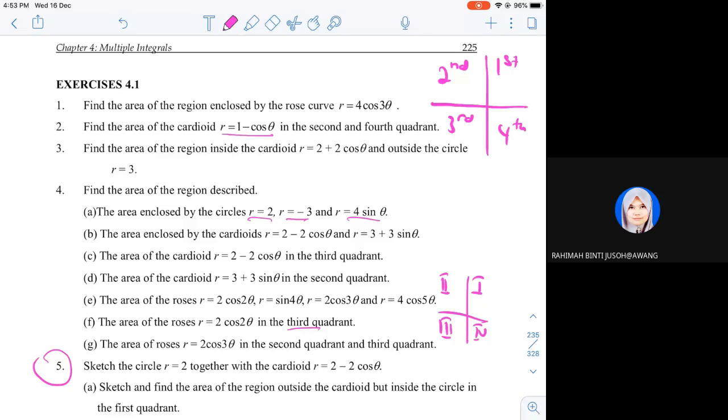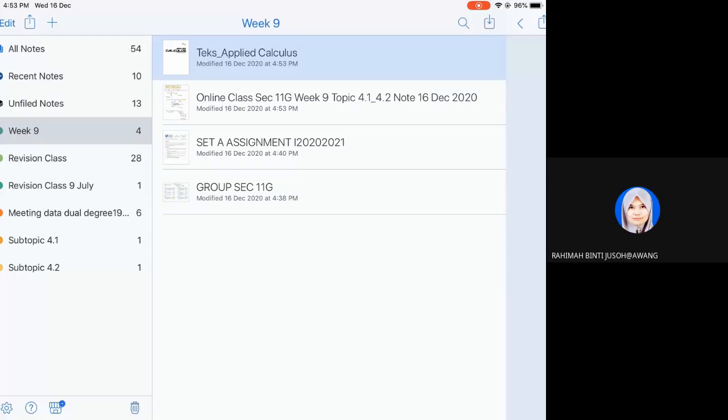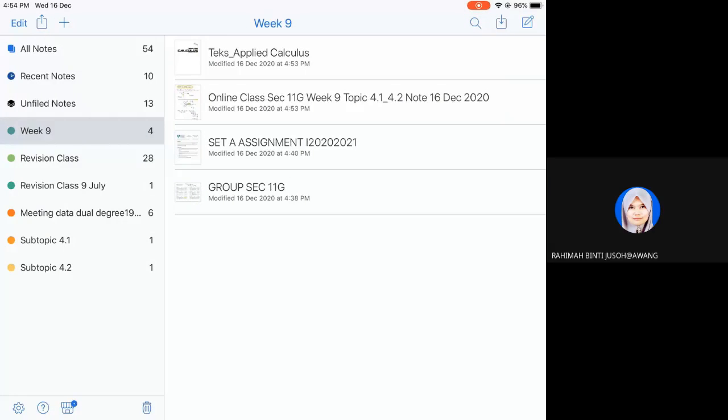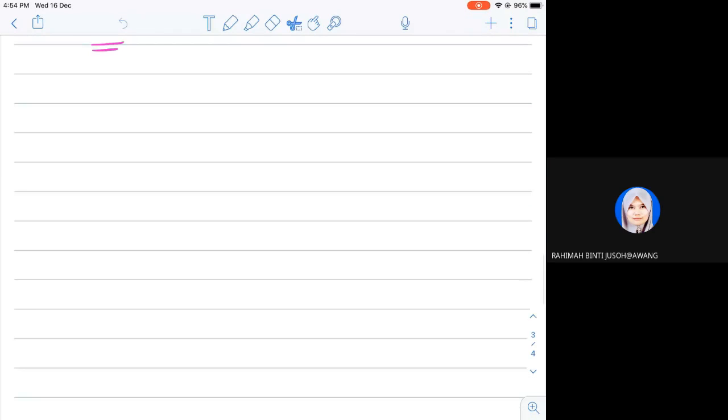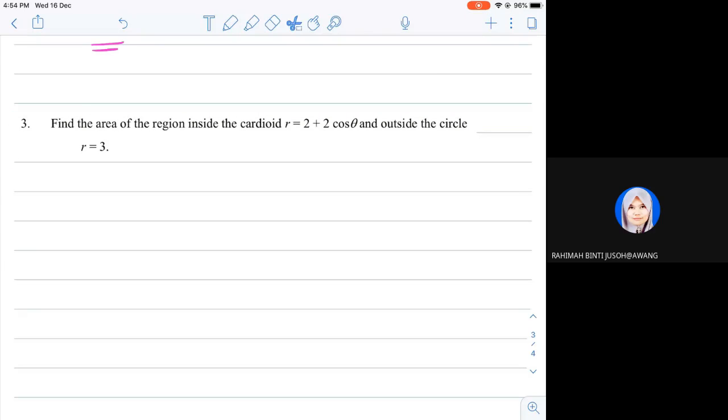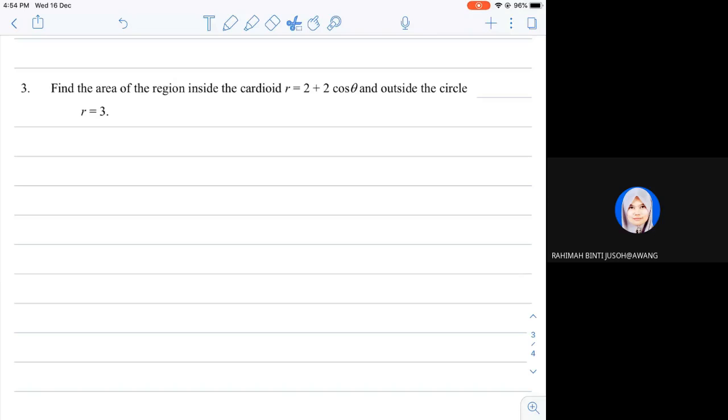So I think question 2 is quite easy. All right, so we proceed to question number 3. Find the area of the region inside the cardioid and outside the circle. So question number 3. Okay, so 2 plus 2 cos theta, and then we have a circle of radius 3. So let us sketch the region first.